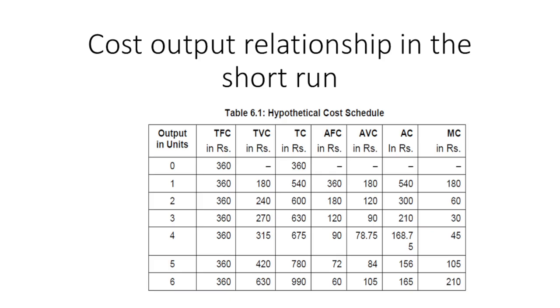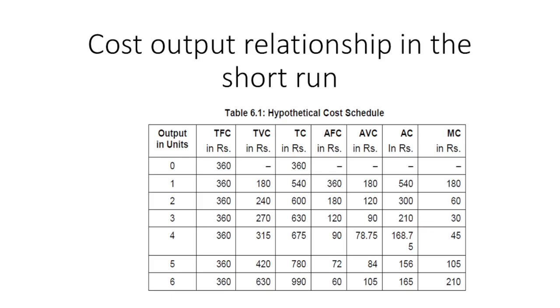We can say, for example, the rent given for the building, the insurance given, the depreciation of the machinery, that will not change. And then the total fixed cost remains constant whether the output is zero or high. Now we will see the total variable cost.